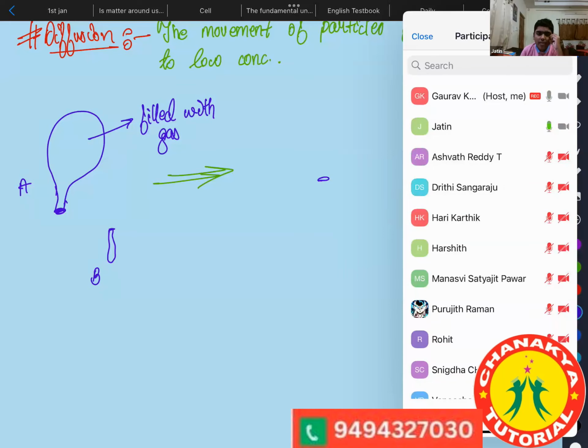So balloon A, when you attach it to balloon B, the gas in balloon A will decrease, and that balloon will get even smaller. Then balloon B will get more gas and become bigger. Okay, Jatin. We will come to that.